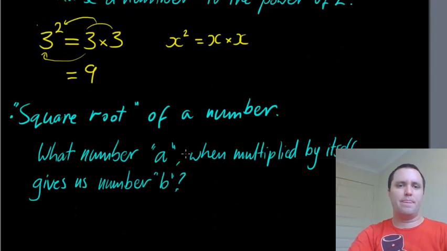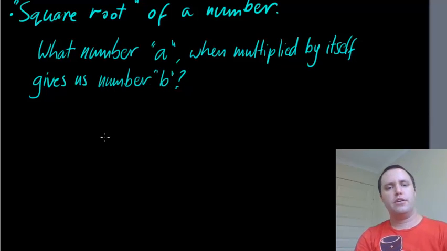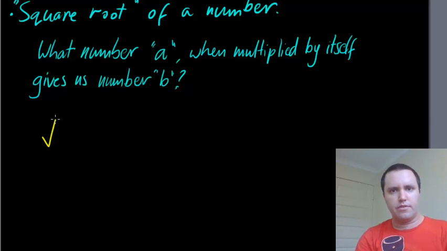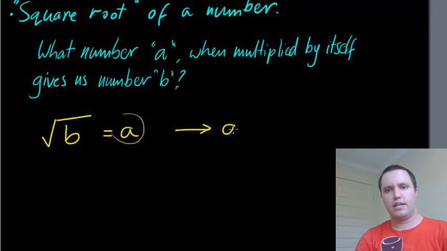Right, square root of a number. What we're asking when we're asking what the square root is, is what number, a, which is what we're trying to find out, when multiplied by itself, gives us this number b. So, the square root of b would equal a. What number, a, when multiplied by itself, gives us b? So, you would have a reciprocal of this question, which is sort of like a squared equals b.